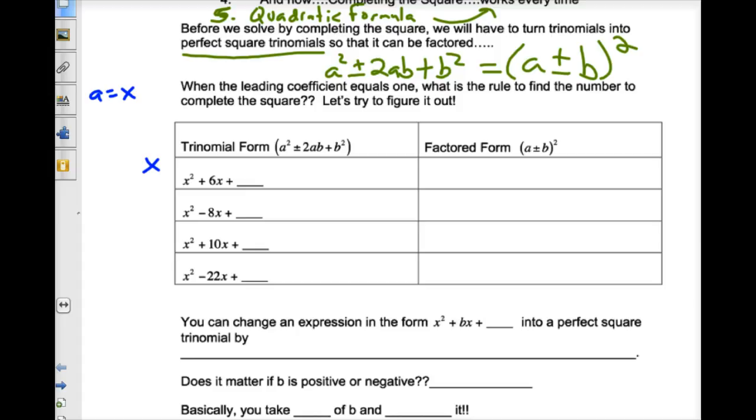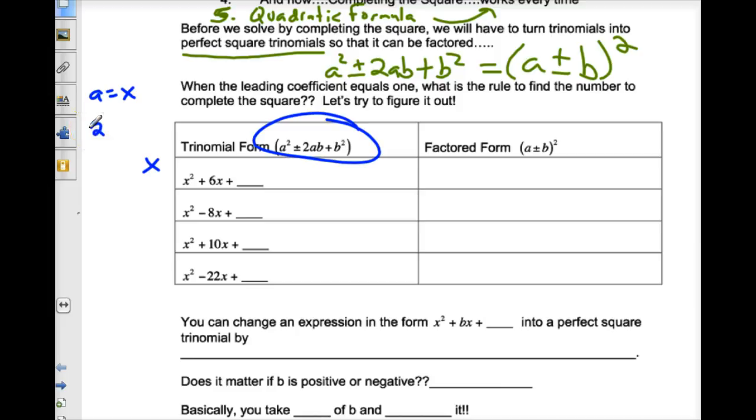Because look, x squared is a squared, so that means a is x. Does everybody agree a is x? Which variable in this formula do we not know the value of? B. We don't know what b is. That's the blank. A is x. So now, here's my question.